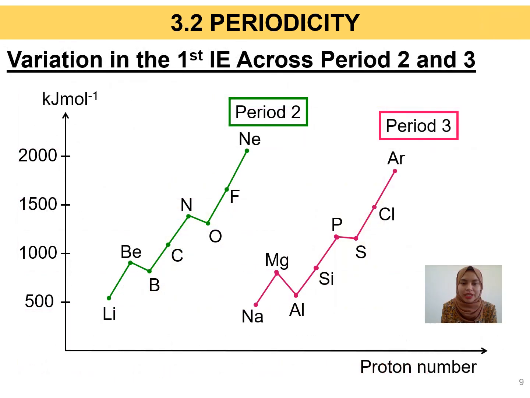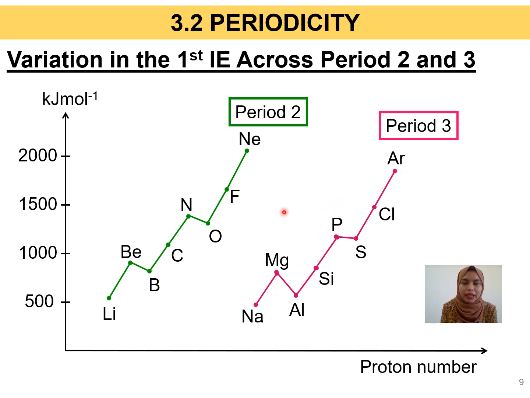Okay, tadi kita dah bincang kalau across the period, semakin bertambah proton number, semakin bertambah juga ionization energy. So kalau across the period 2 going from Li to Ne, if let's say you build the ionization energy trend in a graph, you'll see that generally memang dia akan menaik. Okay, macam period 3 juga. Generally daripada Na going across the period from Na to argon, so dia punya ionization energy memang bertambah.